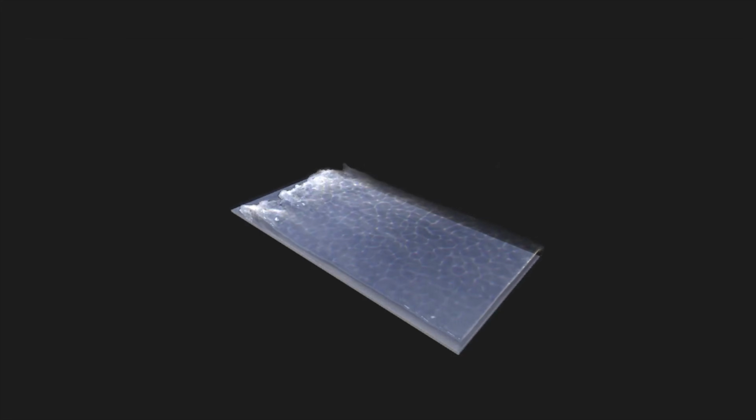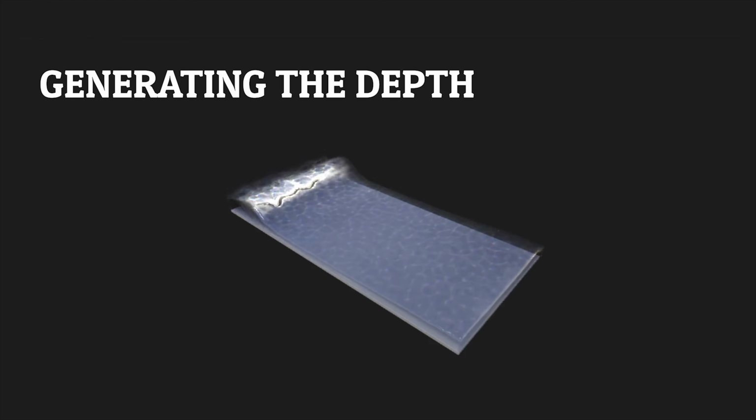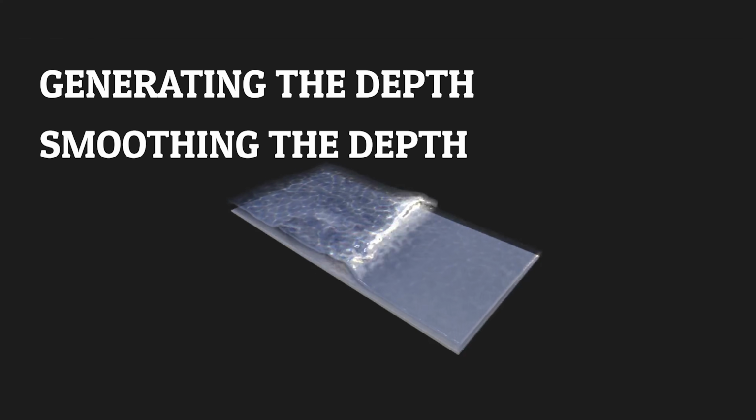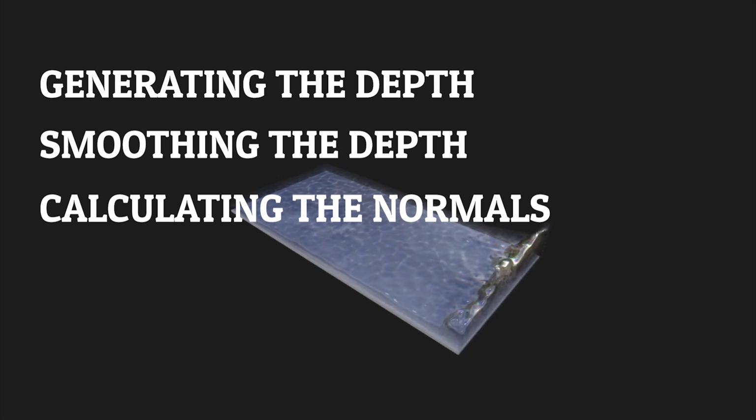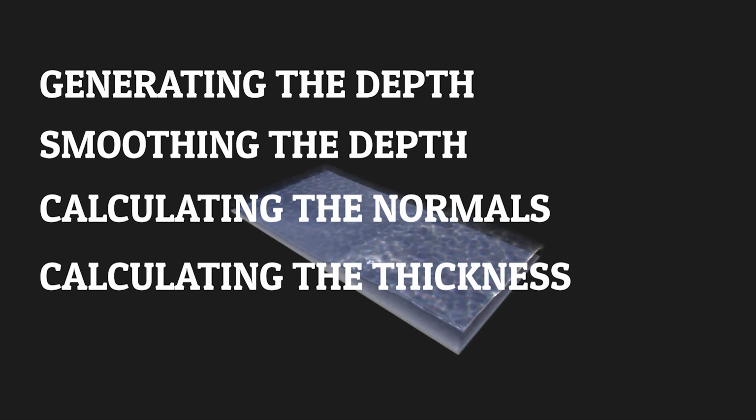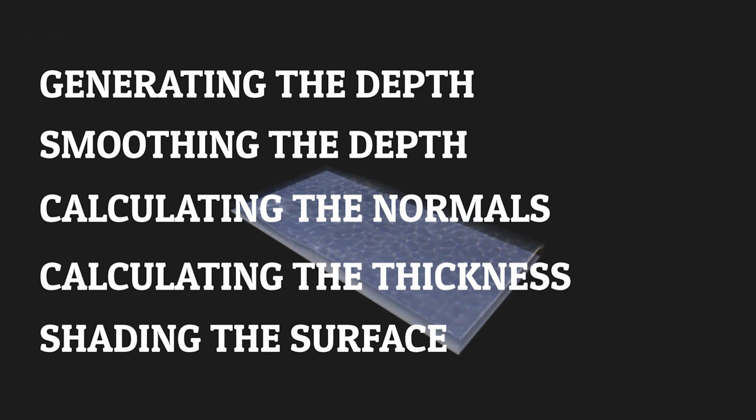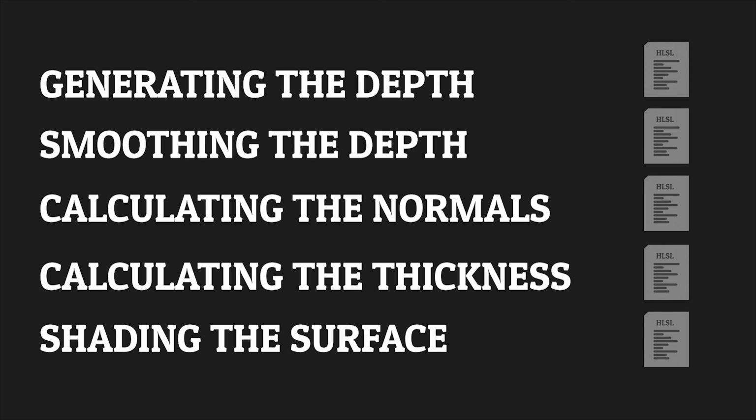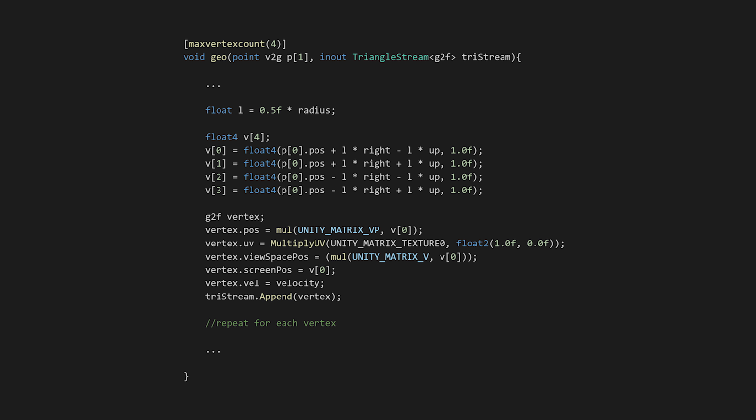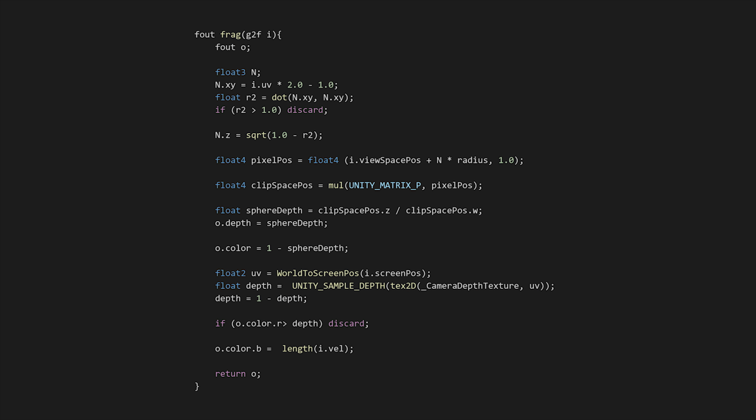The steps we have performed are generating the depth of particles, smoothing the depth, calculating the normals, calculating the thickness of particles, and shading the surface. To each step corresponds a dedicated shader. The first thing we did was to use a geometry shader to create a quad for each particle. Then in the fragment shader we calculated the normal and the depth. Also we discarded the pixels outside the circle.